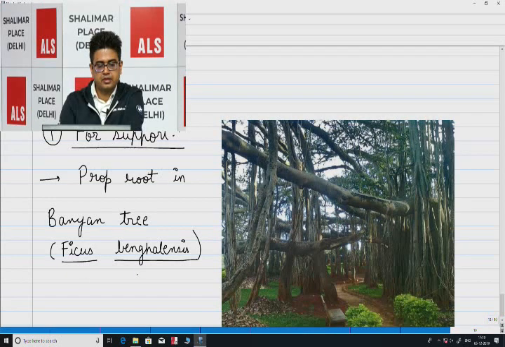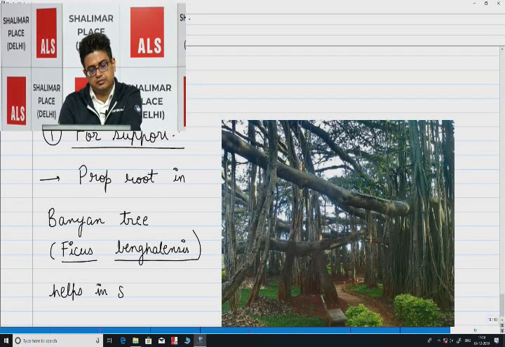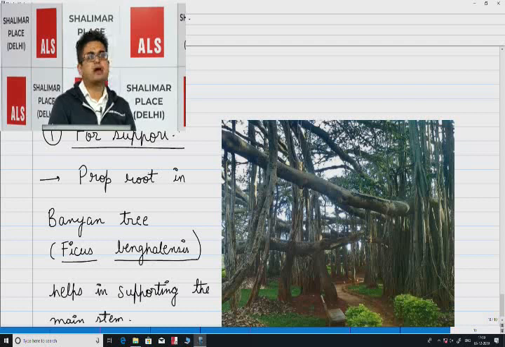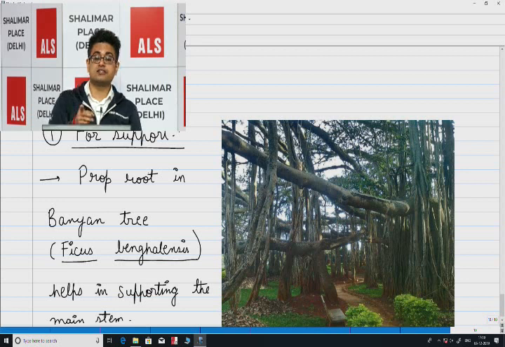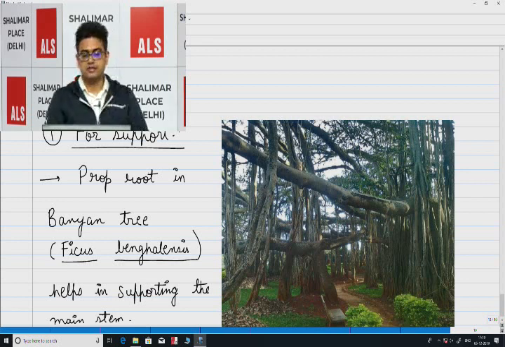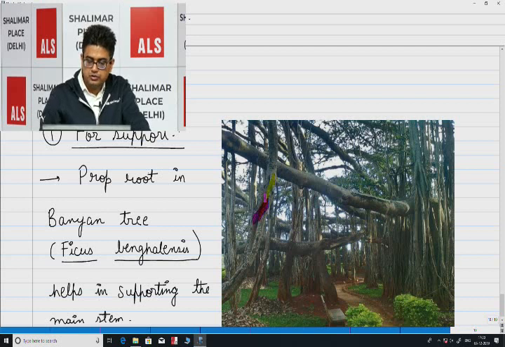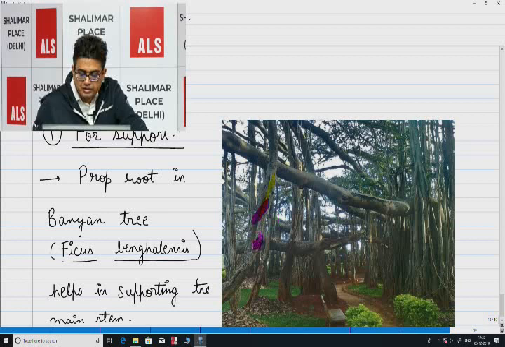Okay. Prop root in banyan tree helps in supporting the main stem. In the case of Great Indian Banyan tree, the main stem has decomposed. Still it is alive. How is it alive? It is because of these prop roots. Yes, these are the prop roots that I am talking about. The prop roots. Okay, it's not very visible here.